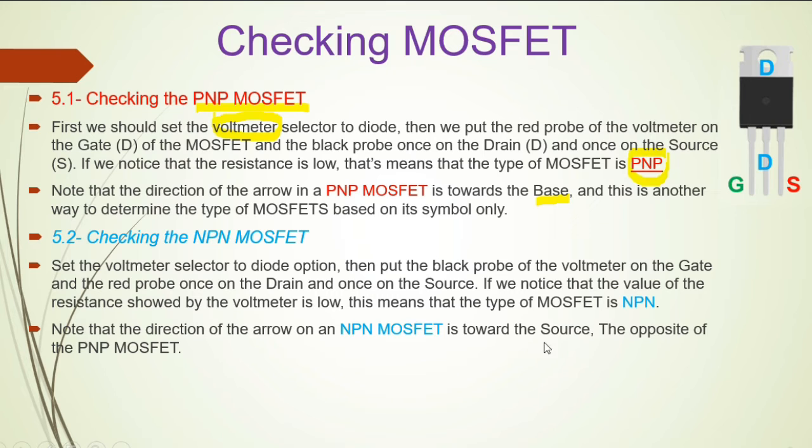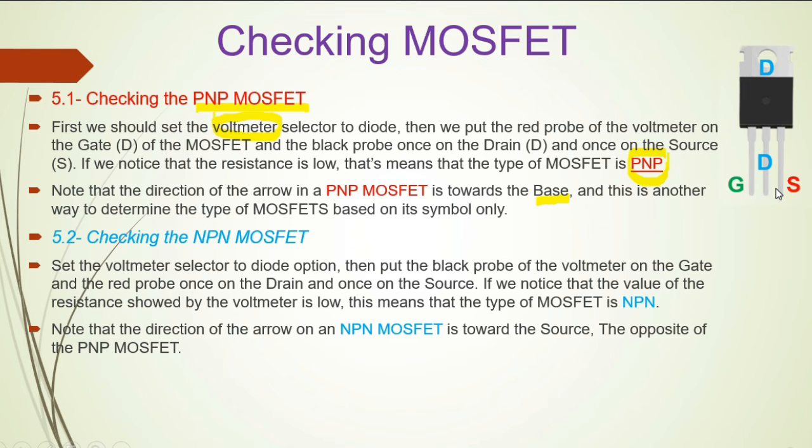And if we notice that the value of the resistance shown by the voltmeter is low, this means that the type of MOSFET is NPN. Okay? Note that the direction of the arrow on an NPN MOSFET is towards the source. Okay? The opposite of the PNP MOSFET.